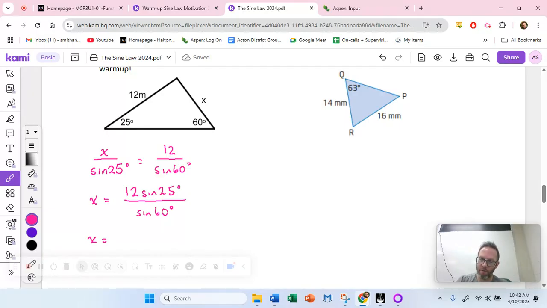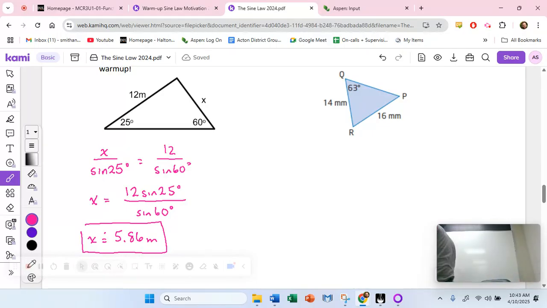12 sine 25 divided by sine 60 equals about 5.86 meters. And that is the same value we got in the warm-up. So hopefully, again, convinced sine law works. Sine law is good. I personally don't find the sine law any more work than SOHCAHTOA. So we did things in 1 step instead of 2. So life is good.